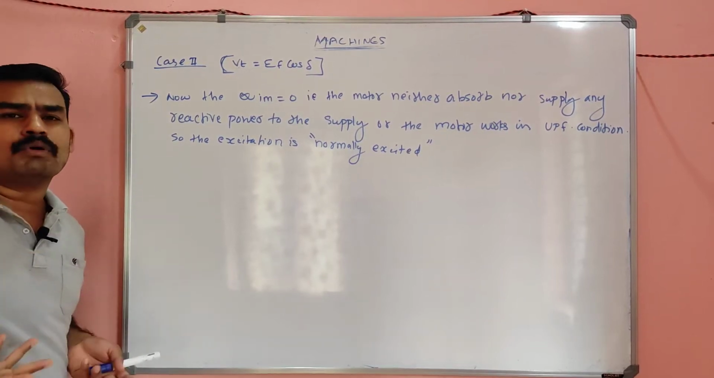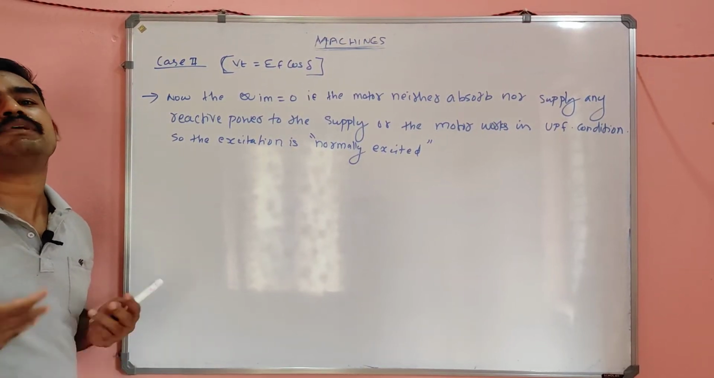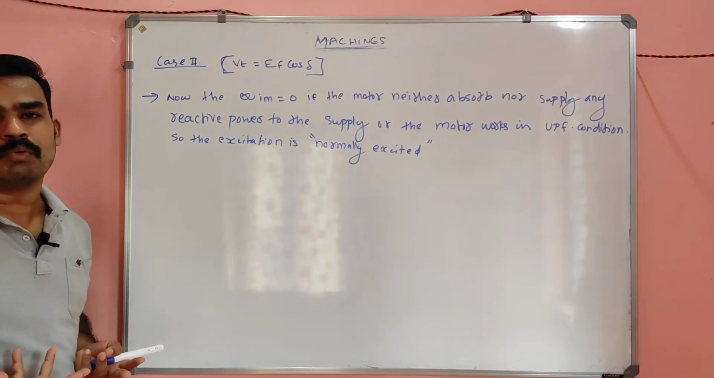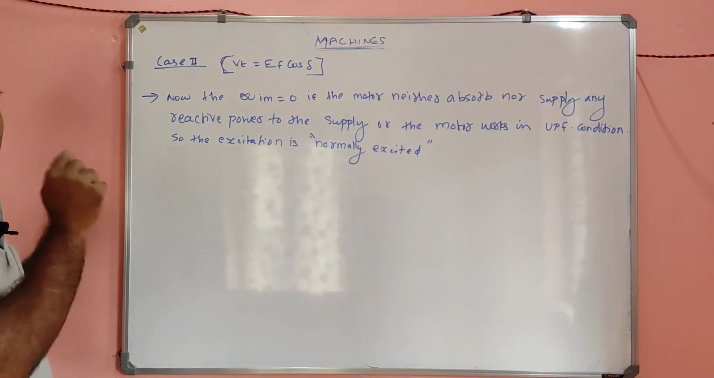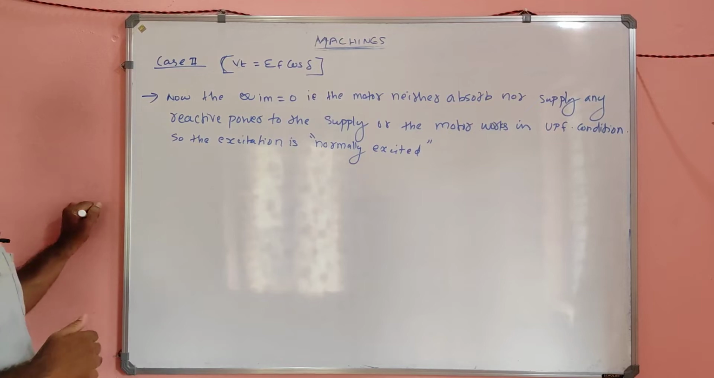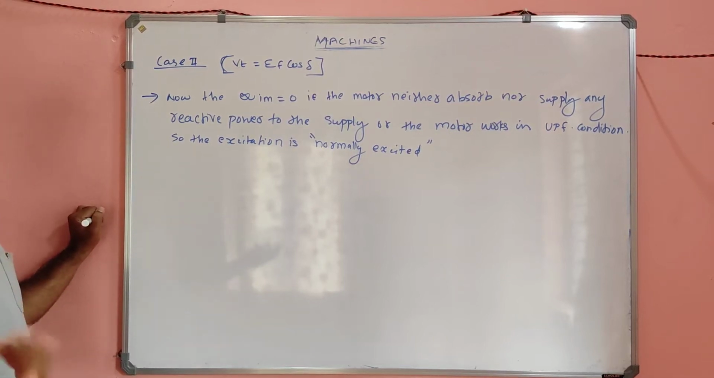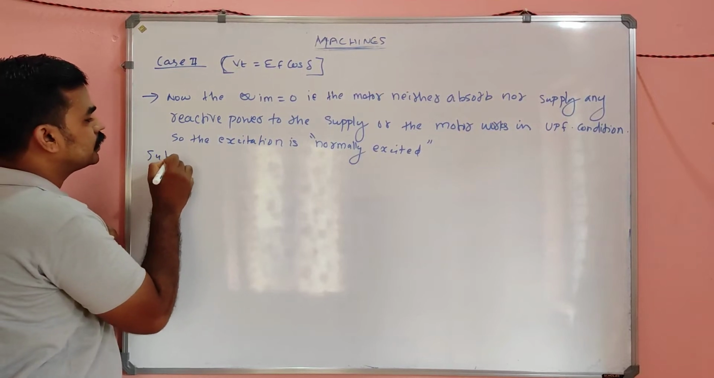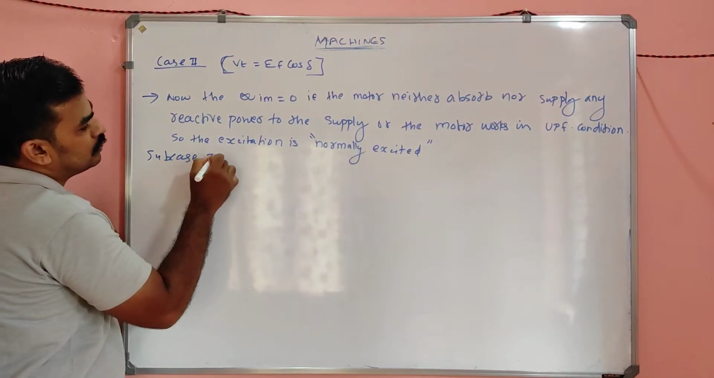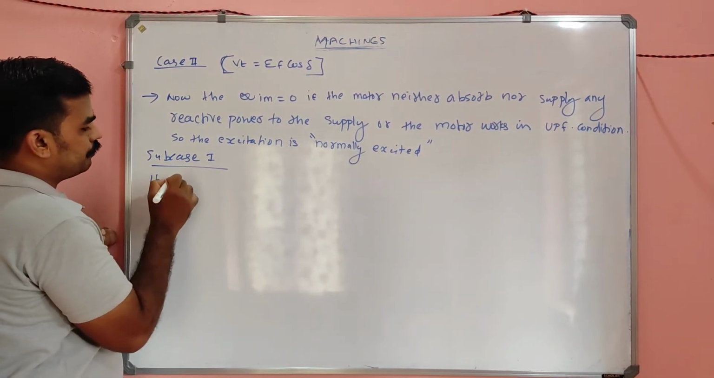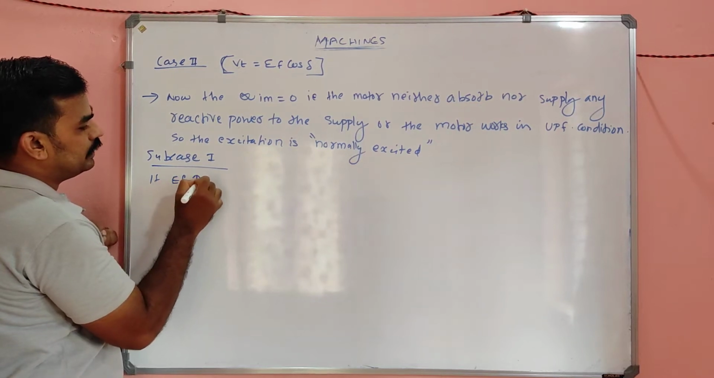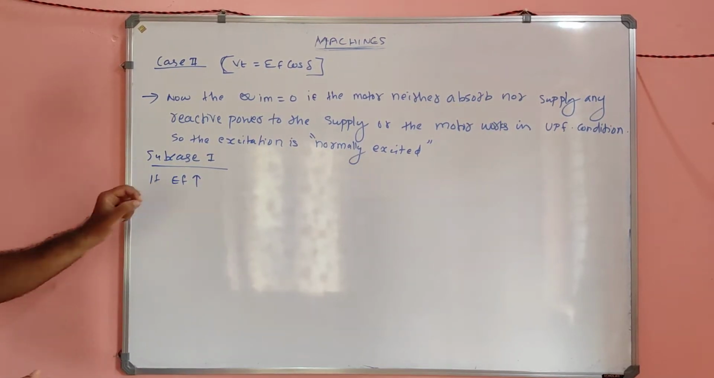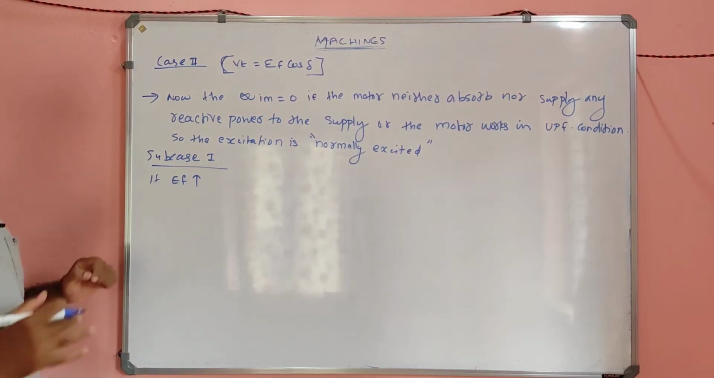But if you are a student, you are eager to know what happened in this situation. Suppose I am increasing my excitation or decreasing my excitation. Both cases we can see. So sub case 1. Sub case 1, if Ef increased, now what happened?